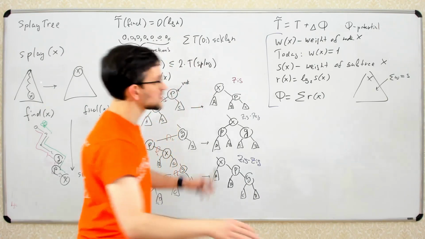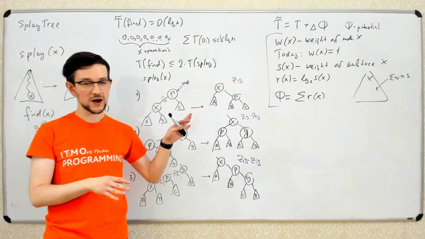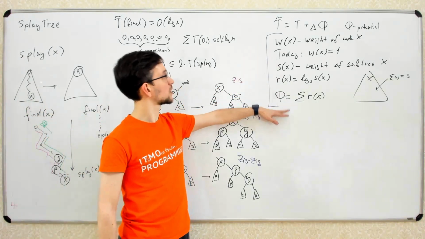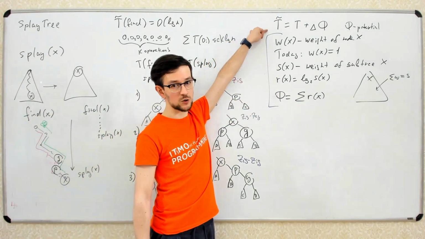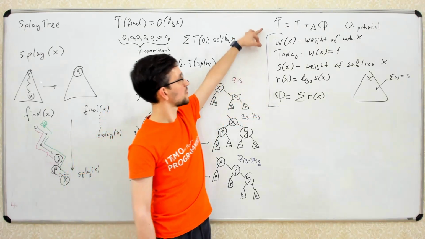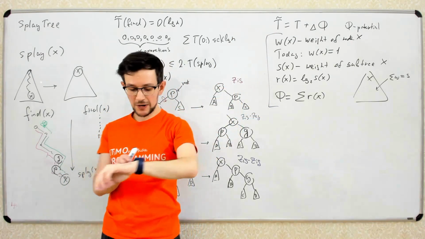So this proof looks like a kind of magic. We build some strange function, then assign this amortized cost, and then I will prove that if you use this function with this amortized cost, the time complexity will be linear.